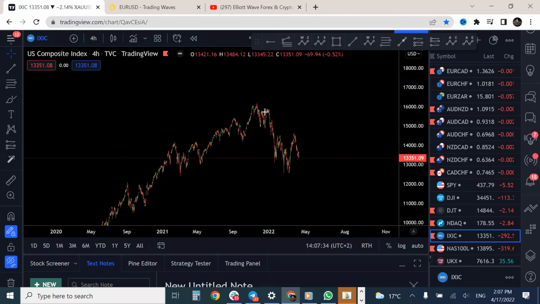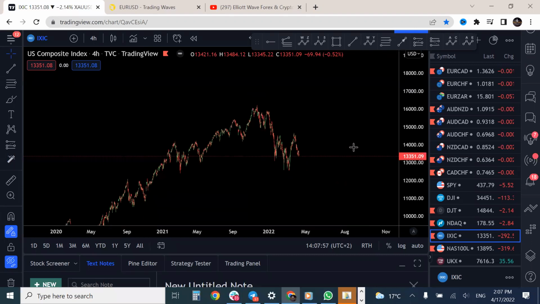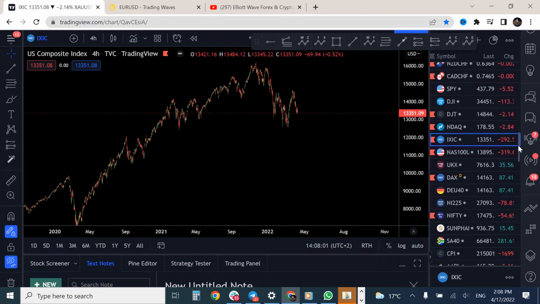NASDAQ made 5 waves down. This is 5. We've been talking about these 5 waves: 1, 2, 3, 4, 5. And after the 5 waves, it makes 1, 2, 3. So it will not be surprising to see this one make another 5 waves to the downside here, giving us an A, B, C corrective structure before we make a move to the upside. That is the NASDAQ. Expect continuation to the downside. Expect that corrective structure to continue on the NASDAQ.